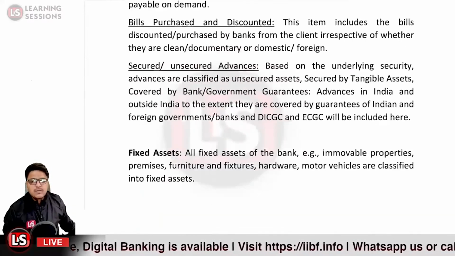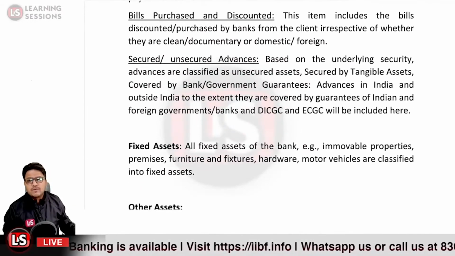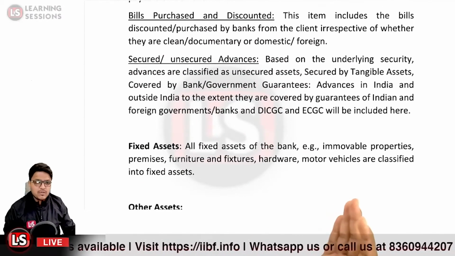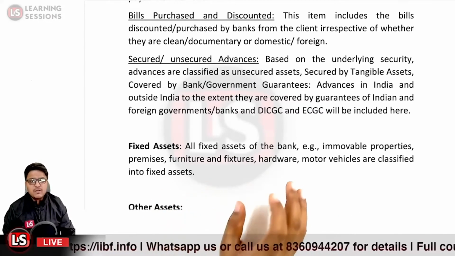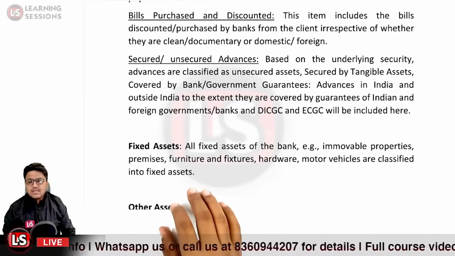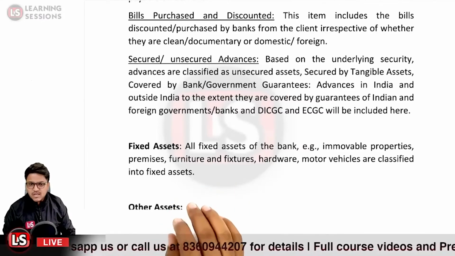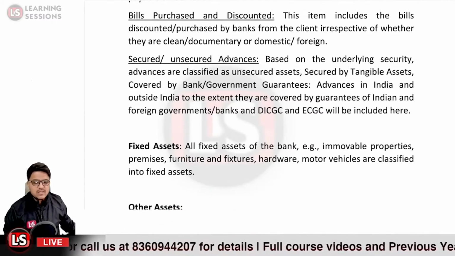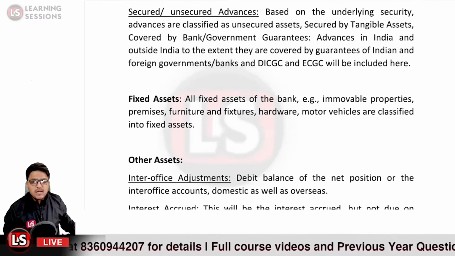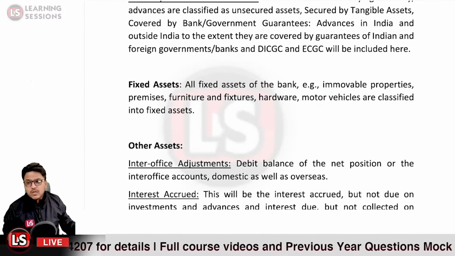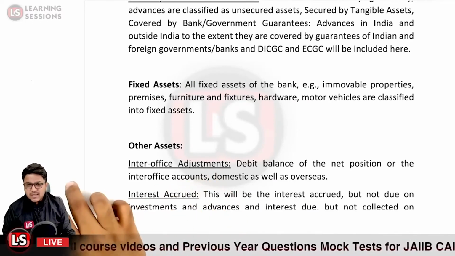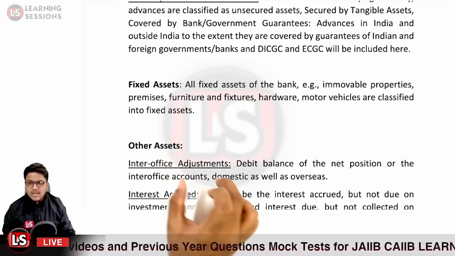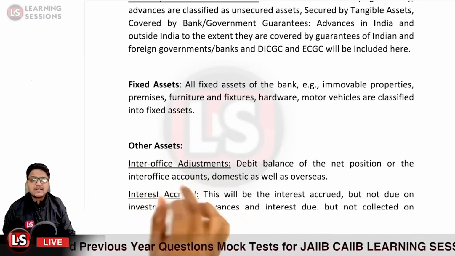Then it is related to the fixed assets. The fixed assets may comprise immovable properties, premises, furniture and fixtures, hardware, motor vehicles, etc. And other assets may be related to inter-office adjustments. We considered inter-office adjustments on the liability side also. For branch B it was a liability, but for branch A it is an asset.